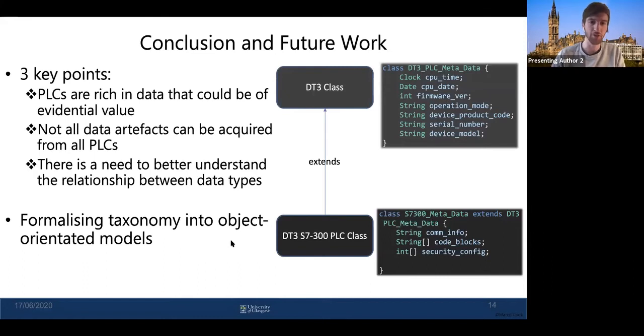Secondly, not all data artifacts can be acquired from all PLCs. The previous slide highlighted this, but it's important to know that there are still questions over the forensic validity of the acquisition capability that we have. The methods that we used don't necessarily follow forensic guidelines for data being admissible in court. So it's really important for us in the future to think about what really are our objectives of forensics in ICS.